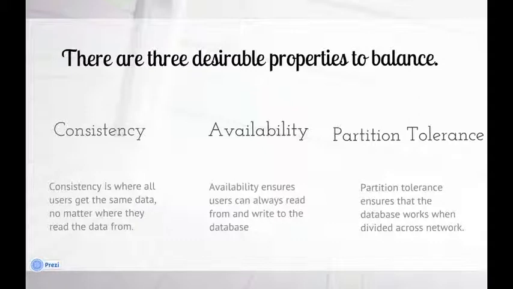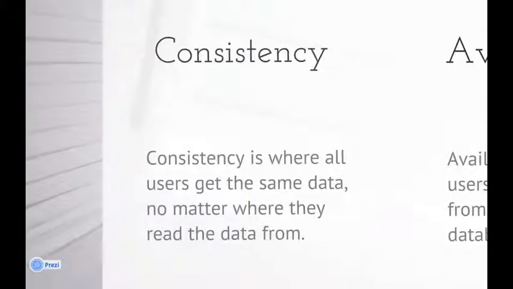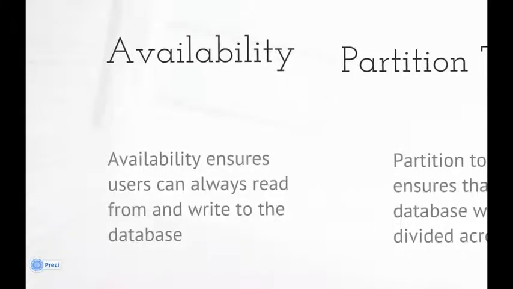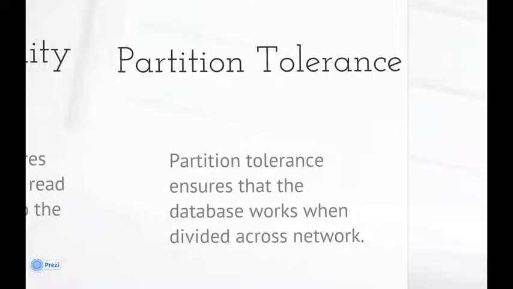There are three desirable properties to balance. One being consistency. Consistency is where all users get the same data no matter where they read the data from. Availability. Availability ensures users can always read from and write to the database. Partition tolerance. Partition tolerance ensures that databases work when divided across multiple networks.